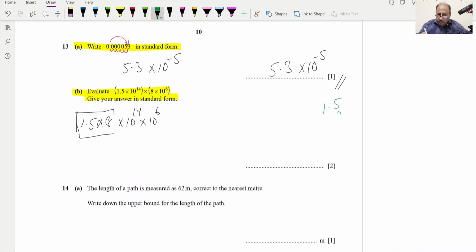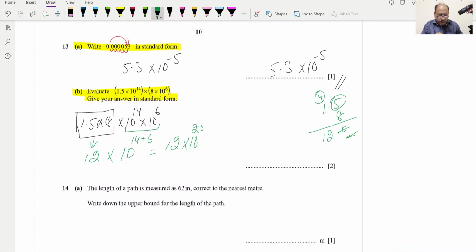So 1.5 multiplied by 8: 8 fives are 40, and 8 ones are 8, plus 4 will be 12. On the right there is one digit, so after one digit from the right we put the decimal, so the answer will be 12. So for this part we got 12, and now we multiply 10 raised to the 14 and 10 raised to the 6, resulting in 10 raised to the 14 plus 6, which will be equal to 12 into 10 raised to the power 20.